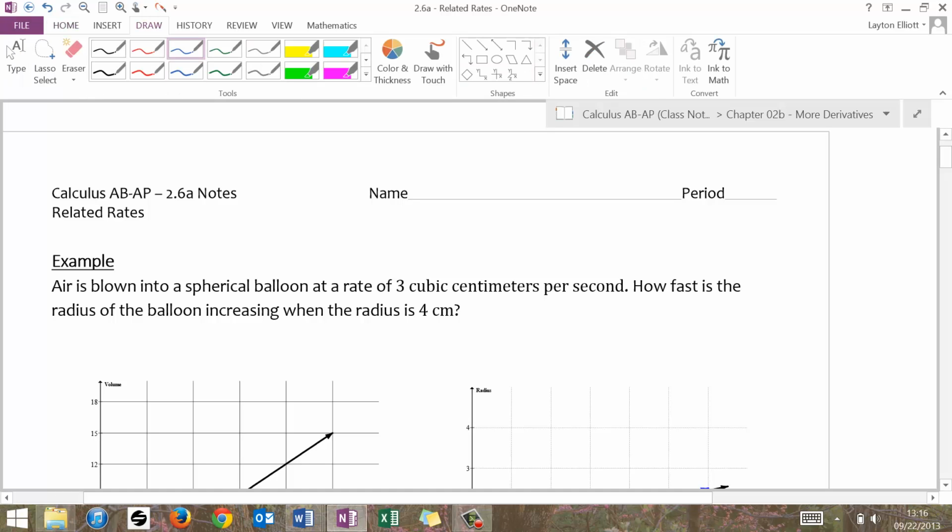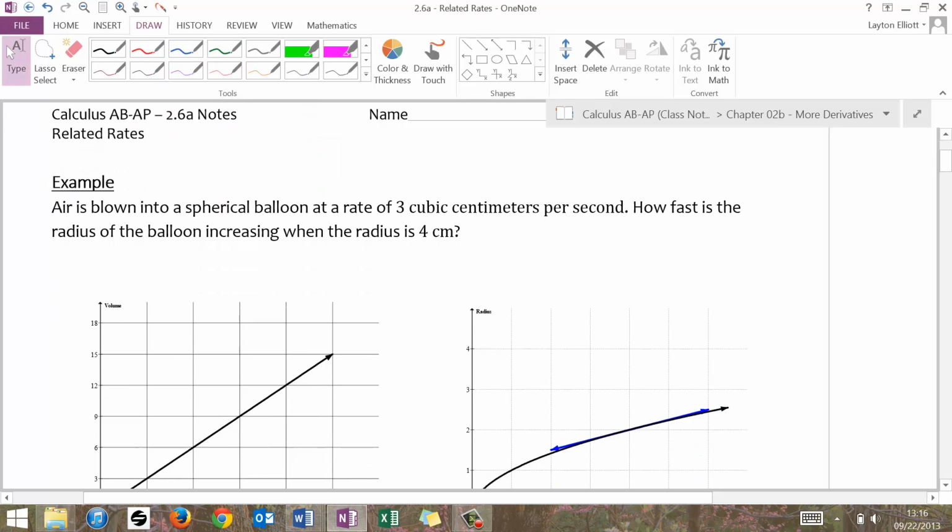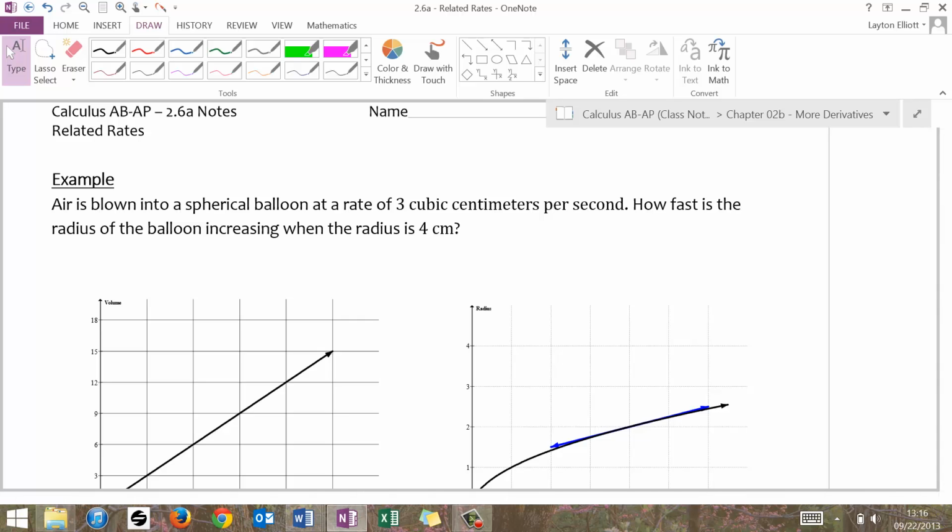Your assignment before this was to read the section in the book. If you didn't, this is going to be very new. And anyway, number one, or at least the example: you have air blown into a spherical balloon at a rate of 3 cubic centimeters per second.